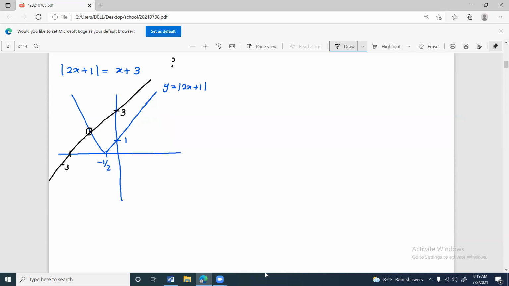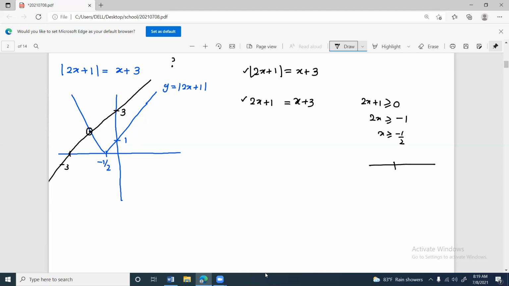We need to solve this one. 2x plus 1, the modulus, is equal to x plus 3. We'll go with the first definition. That is 2x plus 1 is equal to x plus 3. Instead of this modulus, I can write 2x plus 1 over here, under the condition that 2x plus 1 is greater than or equal to 0. That is 2x is greater than or equal to minus 1, so x is greater than or equal to minus 1 over 2. That means from minus 1 over 2 onwards, including minus 1 over 2.